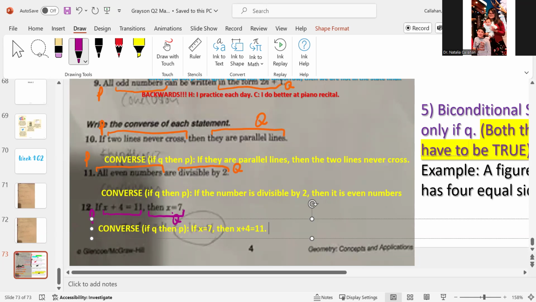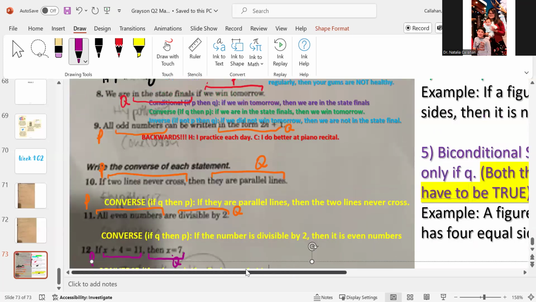Okay. Then what? Then X plus 4 equals 5. Is that true or false? True. True. Yeah. 7 plus 4 is 11. 11 is equal to 11. My only thing is, you can have another equation that also gives you 7, right? Okay. All right, so we're done with this. Are we done?